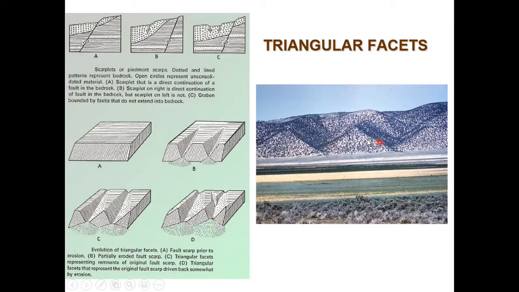So this is a field photo from West Coast again. So you can clearly see these triangular structures. It's from West Coast, from Sierra Nevada.